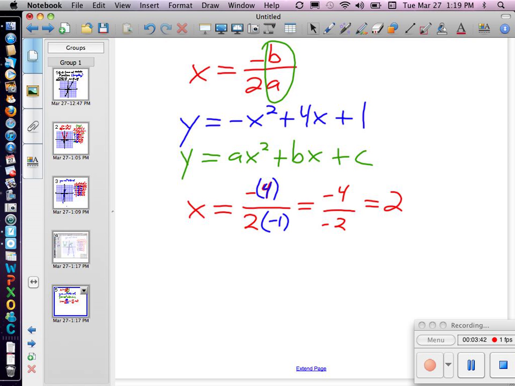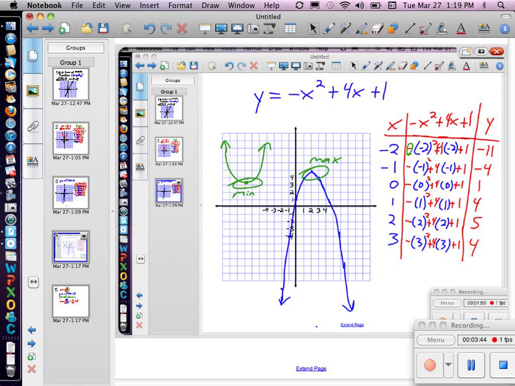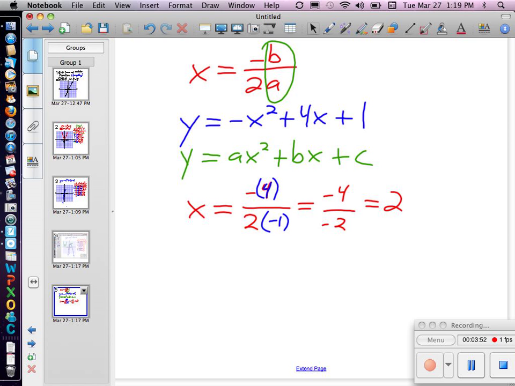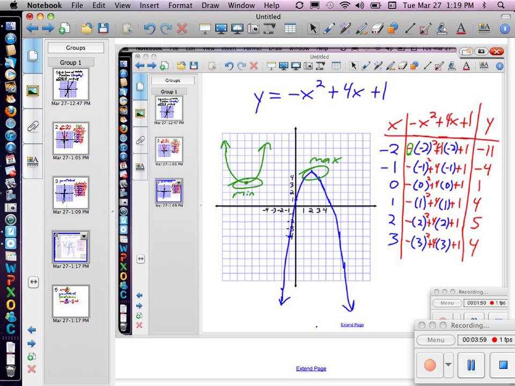So now we know the x value of the vertex is 2, and if we go back, we can see that that is in fact true. At x equals 2, that's where our highest point was. Okay, so now we've found this out, so how do we know what the y value is? Well, that's simple. We already figured it out by plugging it back in over here. We know that the y value at x equals 2 is 5.